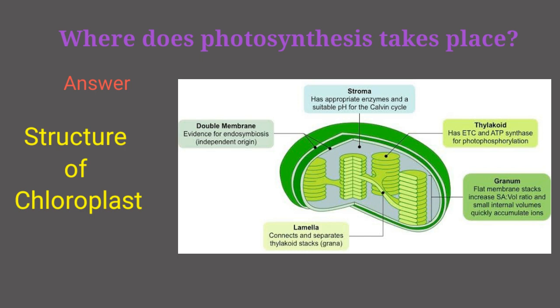So I hope I have made this clear to all of you that photosynthesis takes place in the chloroplast of the plant body, or the cells that bear the chloroplast. And the structure of the chloroplast was already discussed in the chapter Cell: The Unit of Life. The chloroplast is a semi-autonomous cell organelle. It is surrounded by two membranes, the outer membrane and the inner membrane. And the chloroplast possesses thylakoids.